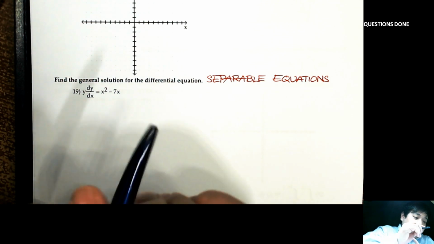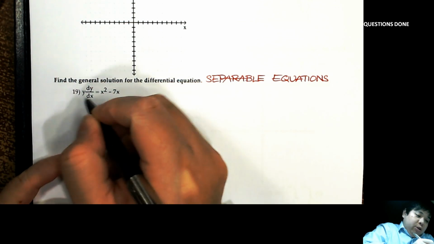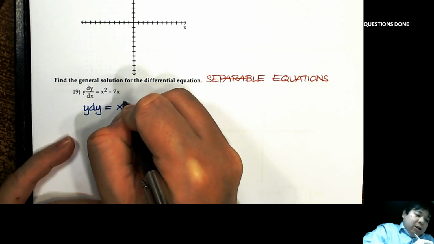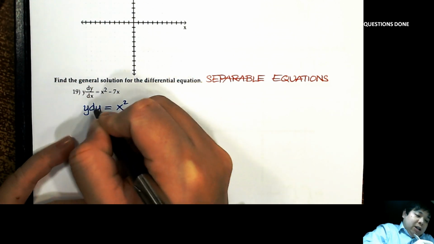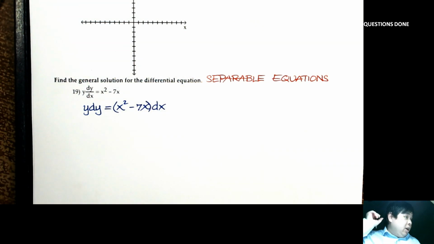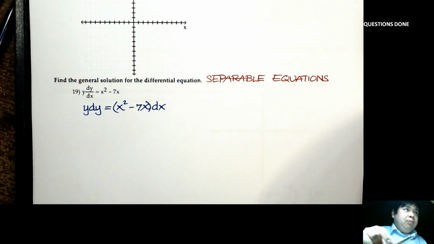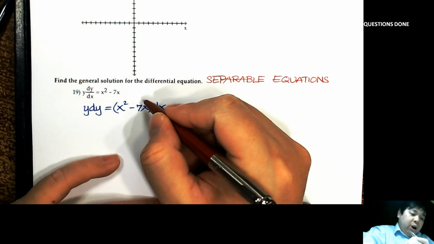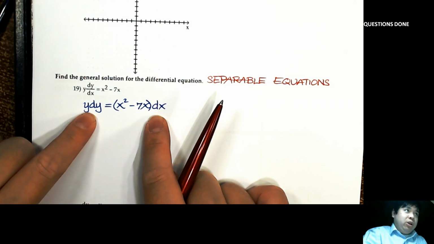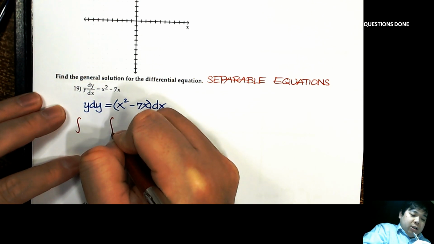Anyway, so we start to bring y together and x together. First we move the dx. We have y dy and then x squared minus 7x. The dx on the other side will be dx like that. Now we have y dy and x dx. We can do the separation of variables. That is what we have here. Y with y, x with x. Then we will integrate both sides.